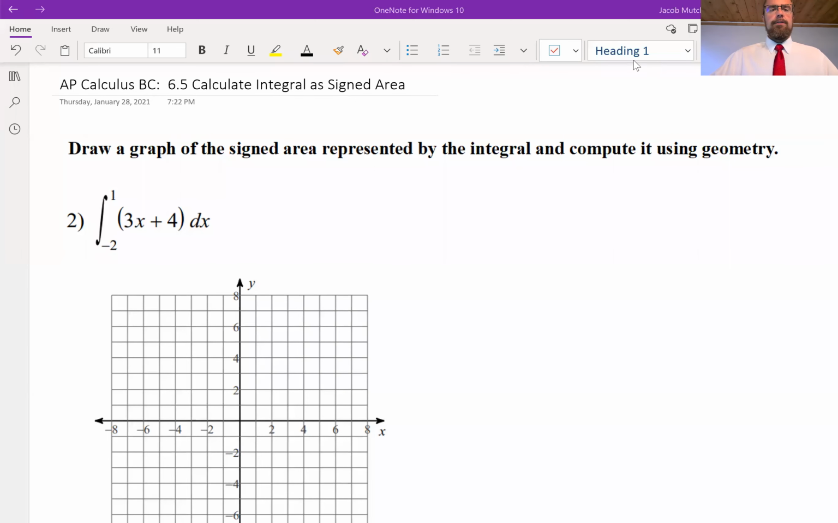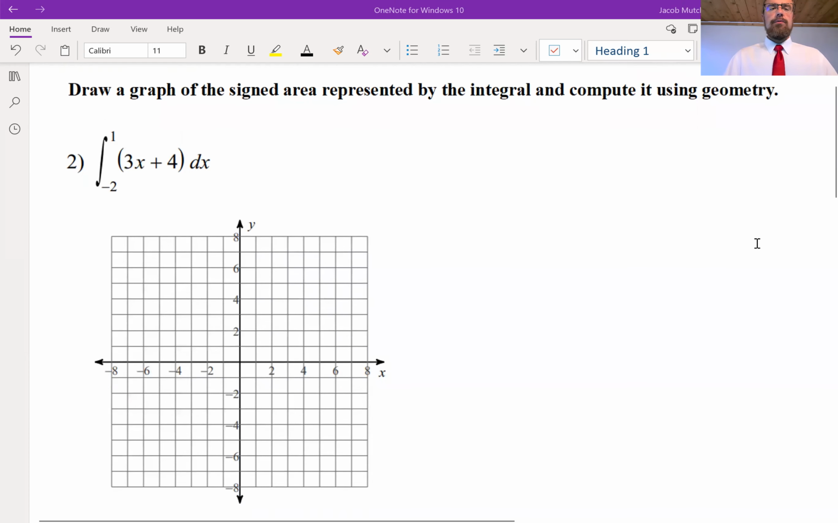Welcome to Calculus. Today we will investigate calculating the integral as signed area. We'll take a look at two examples. Our first example is the integration from x equals -2 to x equals 1 of the function 3x plus 4. And our task is to draw a graph of the signed area represented by this integral, and then we want to compute it using geometry.